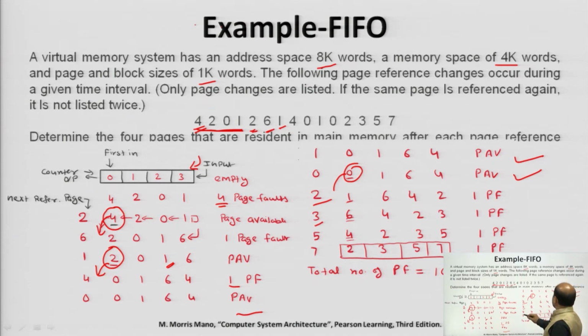And next is 3, next is 5 and 7, corresponding to these pages, page faults occur. And finally, you can see there are 4 pages, 2, 3, 5, 7, remaining in the main memory. So finally, these pages will be available in main memory: 2, 3, 5 and 7. So, we can calculate how many page faults occur. If you count these page faults, you will get the number of page faults, that is 10, in this FIFO algorithm.